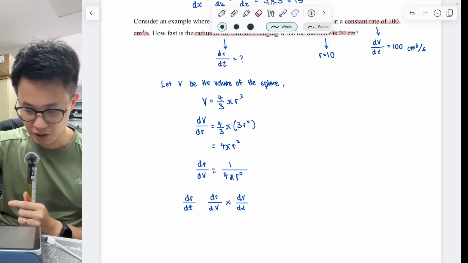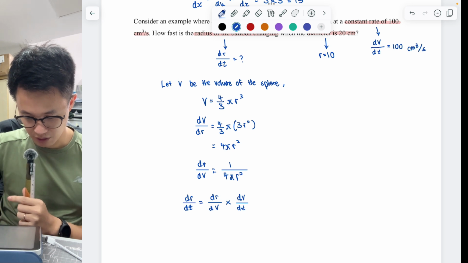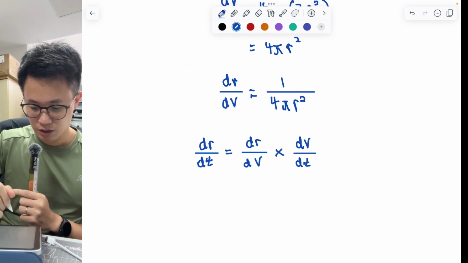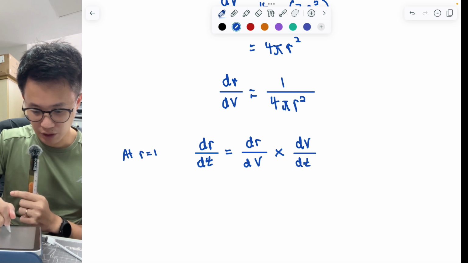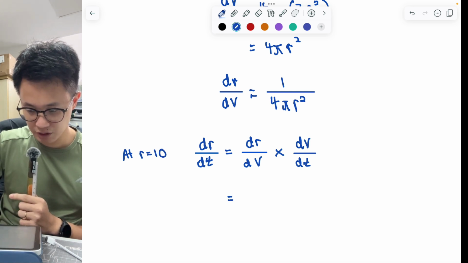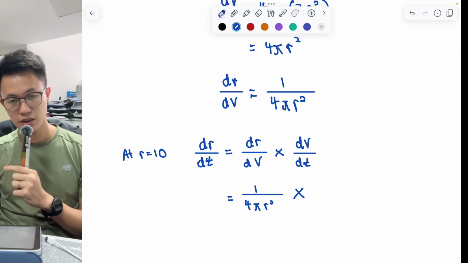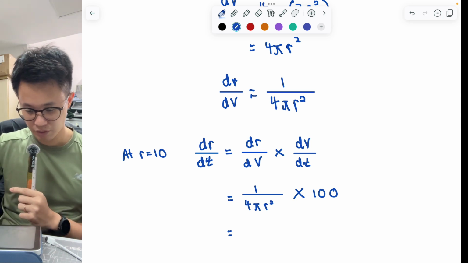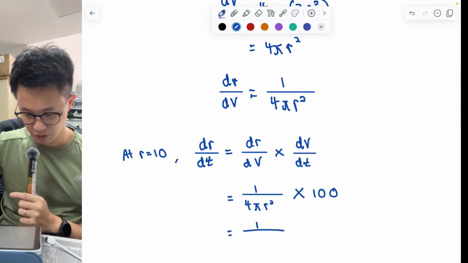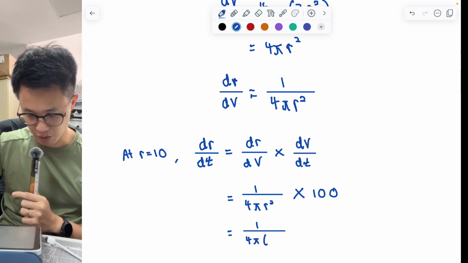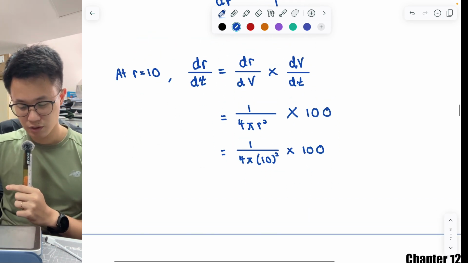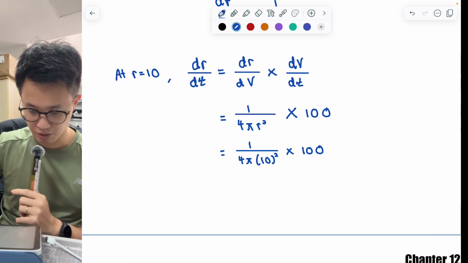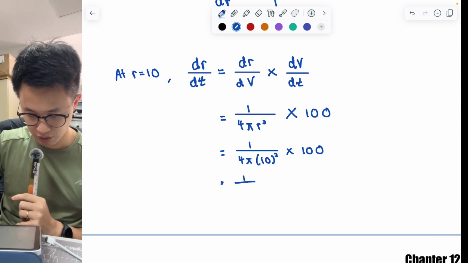This is supposed to be an equal sign. I don't know why my iPad is not sensing very well. At r equals 10, dr over dV is 1 over 4 pi r squared. From the question, dV over dt is 100. And over here, we have r equals 10, so 1 over 4 pi times 10 squared. And so the rate at which it's increasing is as simple as 1 over 4 pi.